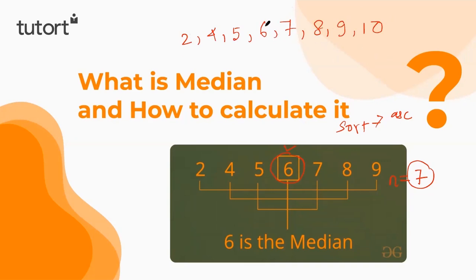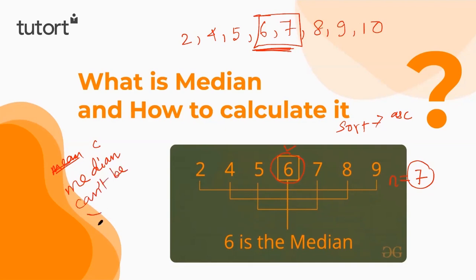Now, how will you calculate median? Because here the middle values are 6 and 7. So can median be more than 1? No. Median cannot be more than 1. It is always 1. So what will be the median value?